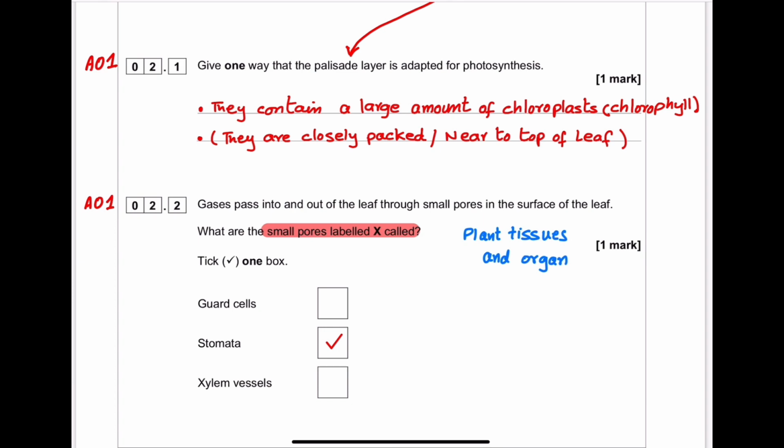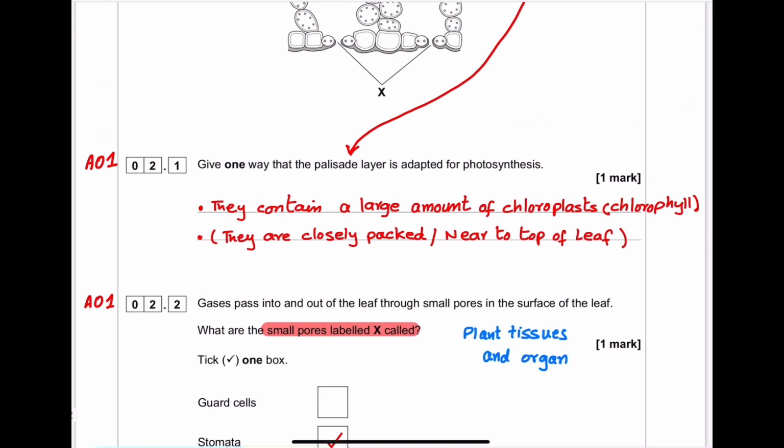Sometimes the students make a mistake. They write it as guard cell. Guard cells are actually present around stomata. These are guard cells, but these holes are called stomata.